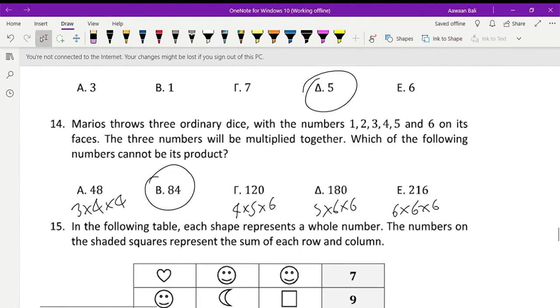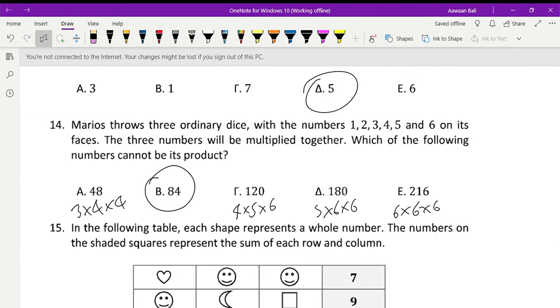Now Mario throws 3 ordinary dice with the numbers 1, 2, 3, 4, 5, and 6 on its faces. The 3 numbers will be multiplied together. Which of the following numbers cannot be its product? 48 is 3 times 4 times 4, 120 is 4 times 5 times 6, 180 is 5 times 6 times 6, and 216 is basically 6 cubed, 6 times 6 times 6.